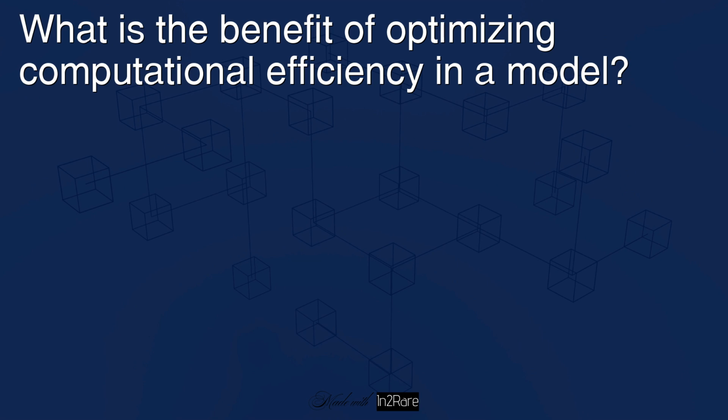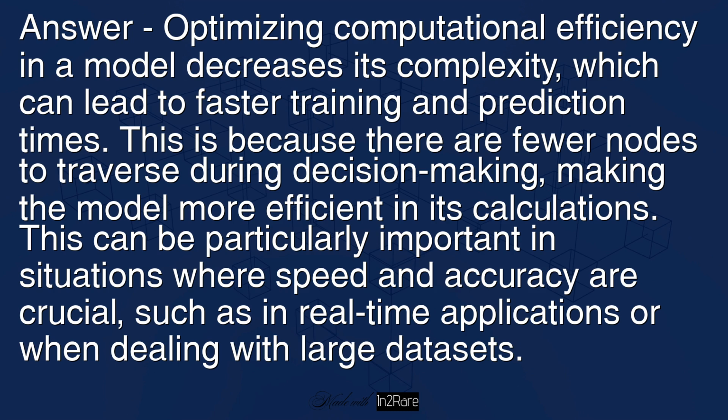What is the benefit of optimizing computational efficiency in a model? Answer: optimizing computational efficiency in a model decreases its complexity, which can lead to faster training and prediction times. This is because there are fewer nodes to traverse during decision-making, making the model more efficient in its calculations. This can be particularly important in situations where speed and accuracy are crucial, such as in real-time applications or when dealing with large data sets.